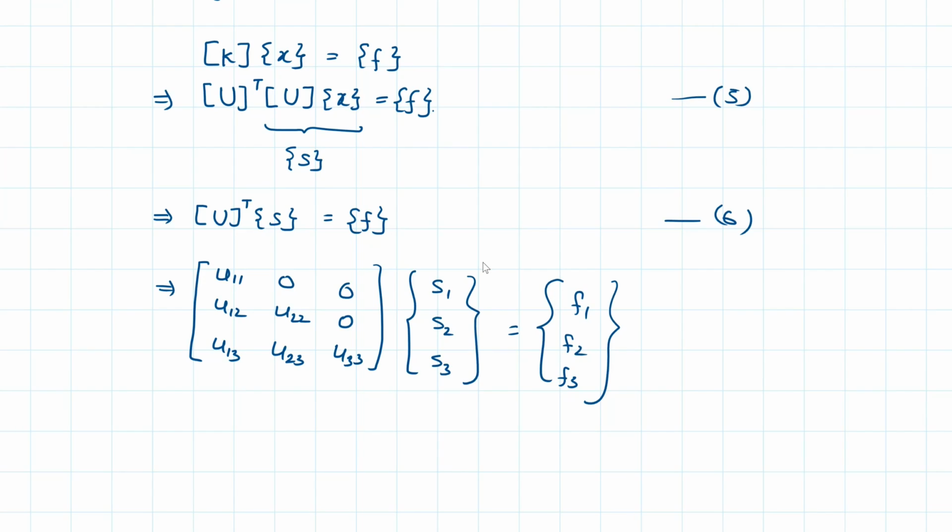Okay, so if you see now, if you multiply these two, we end up with U11 times S1 is equal to F1, right? So U11 times S1 is equal to F1, which will give us S1 is equal to F1 over U11 without inverting the matrix, right? And similarly, we can also find S2 and S3 by forward substitution.